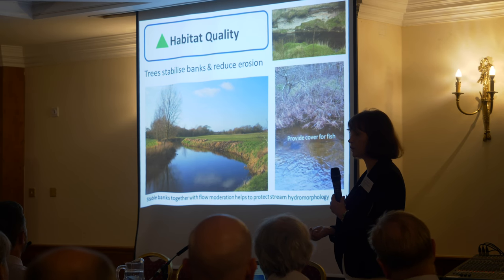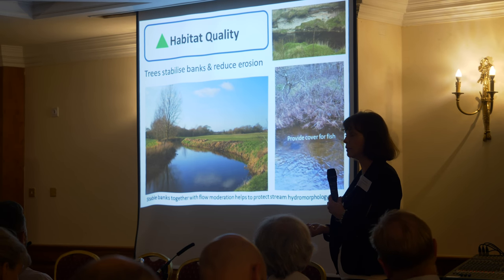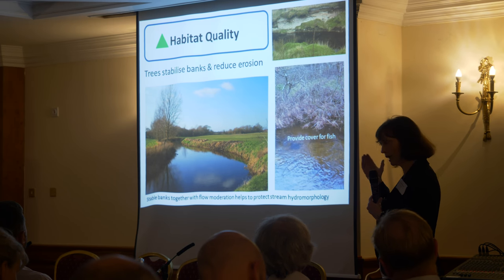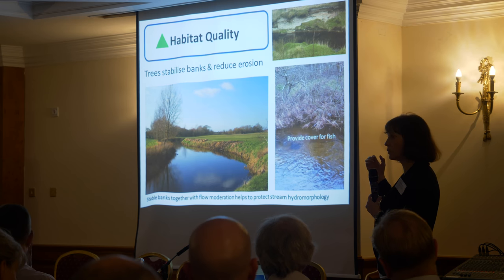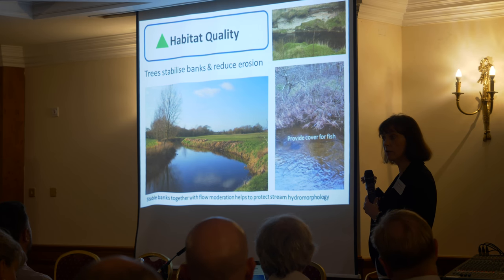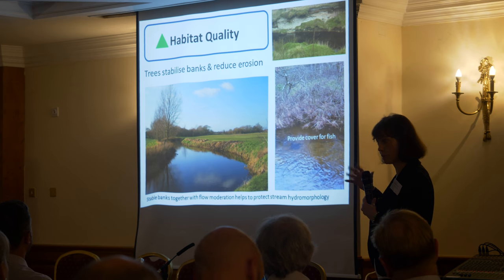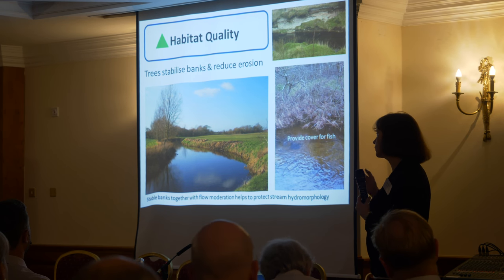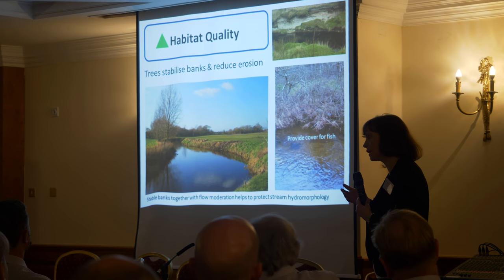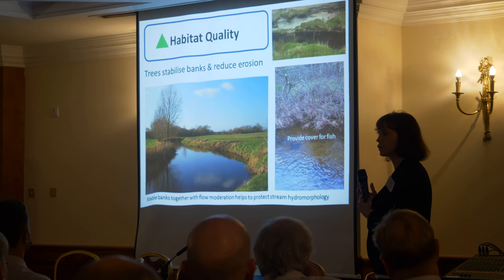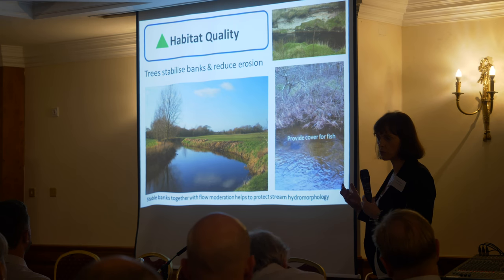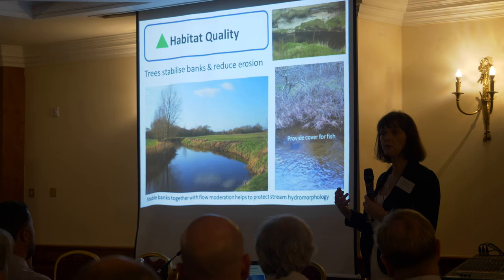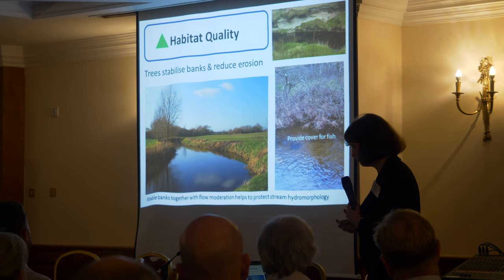Trees, as you know, also stabilise banks and reduce erosion. They provide overhanging banks and root wads, which are important cover or habitat for fish species, in particular trout. So stable banks, together with low flow or flow moderation, help to protect what we call stream hydromorphology, and that's one of the elements required in the Water Framework Directive, in particular for the high-status rivers.